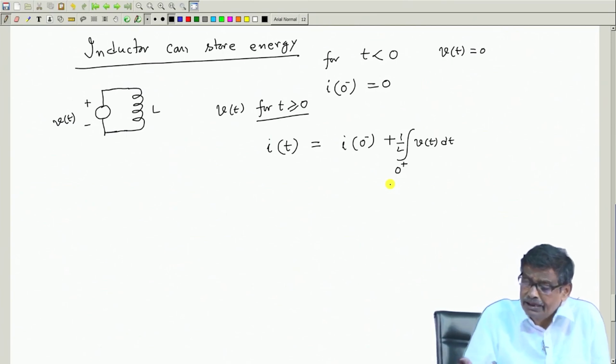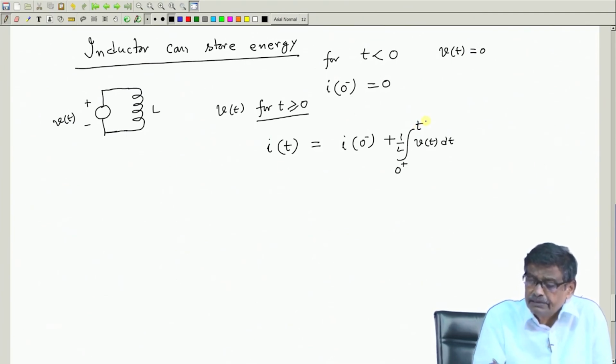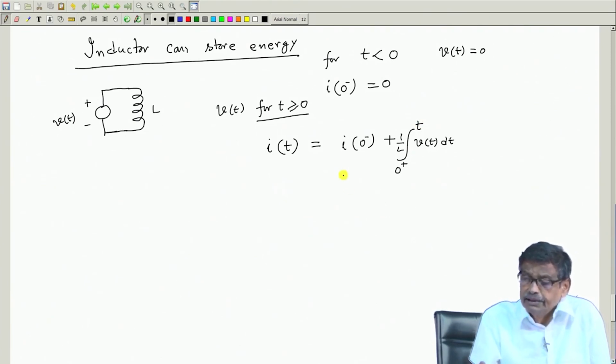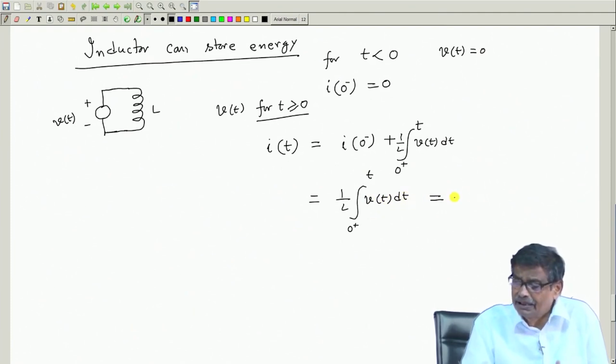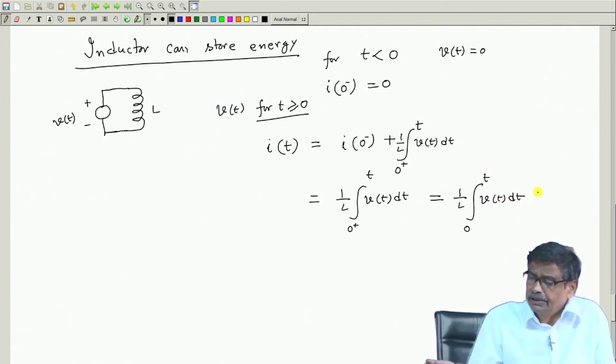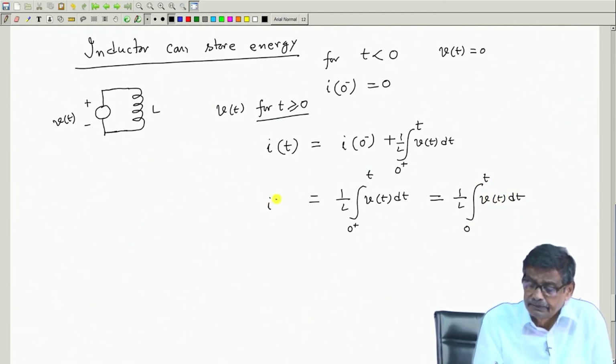And since I(0-) is 0, at any time t, I(0+) is also 0. So, I will write it as this one. For all practical purposes, as far as our time is concerned, it is equal to the integral from 0 to t of v(t) dt. This will be the case.